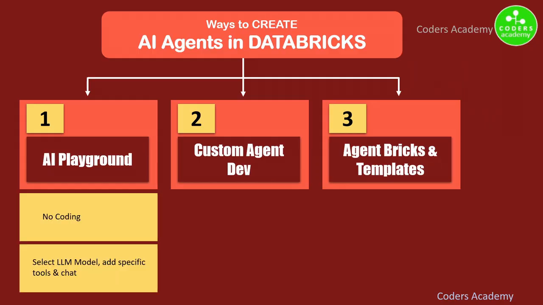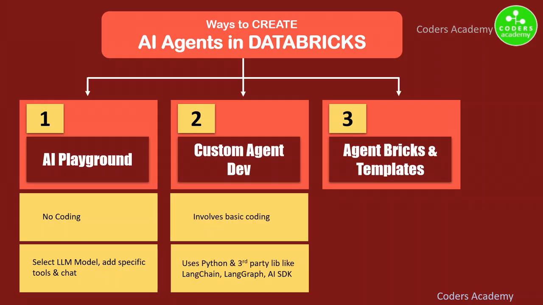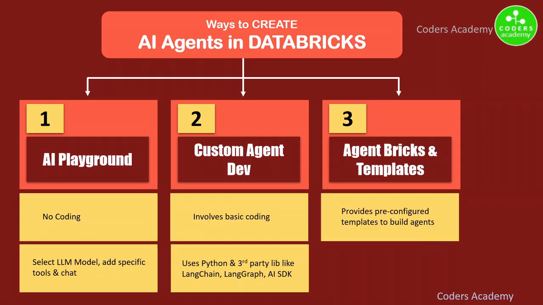The first one is a no-coding platform where you basically select an LLM model, add specific tools, and chat with the AI agent. The second involves some basic level of coding using Python and third-party libraries like Langchain, Langgraph, and AI SDK. The third one provides pre-configured templates to build the AI agents. In this demo, we will be using the second way, which basically involves some basic coding.